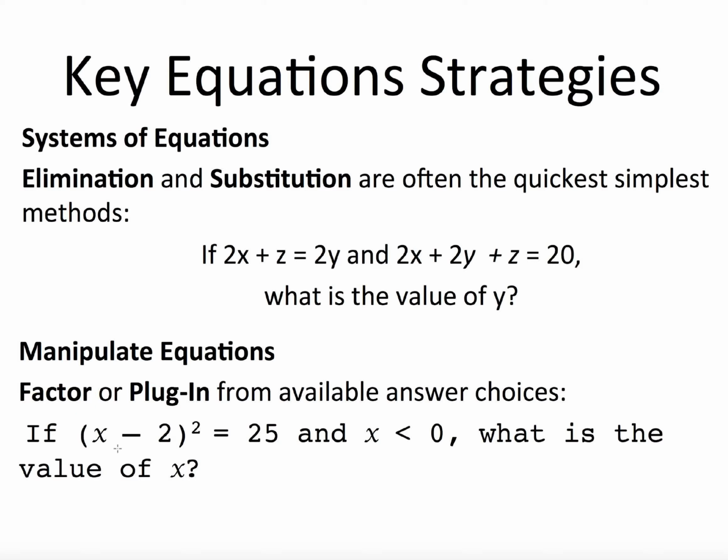They're telling you here that (x - 2) squared equals 25, and that they want the value of x that is negative, the value of x that is less than 0. So what's the value of x we're looking for? Well, there's two ways to do this.